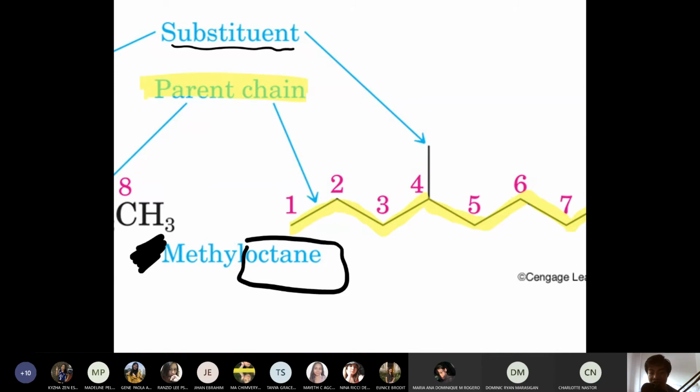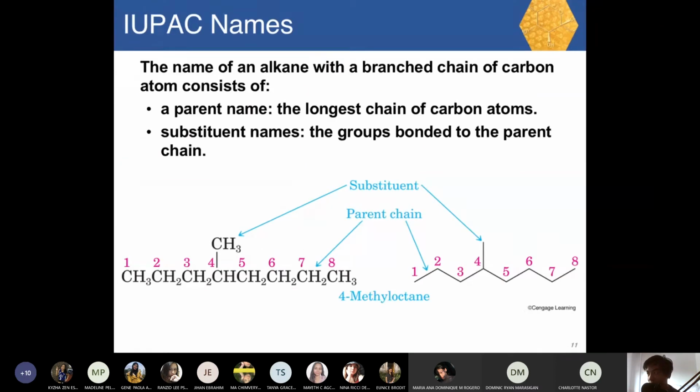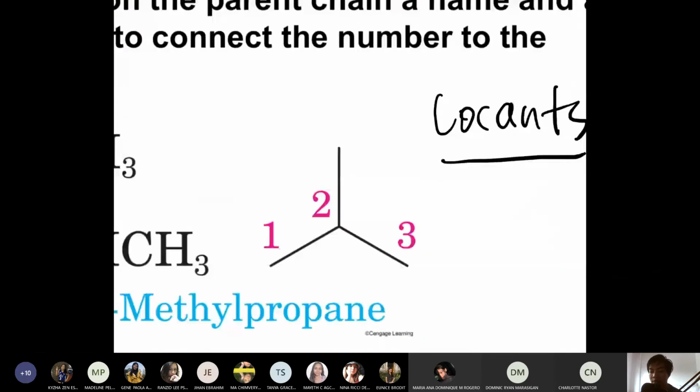So, that means dapat may address siya. Dapat may location siya. Diba yung bahay natin may number. So, ganun din for the substituent. We have to give it a number. Kailangan bigyan natin siya ng number kung saan siya makikita. In this case, nasa 4 daw. Paano ba natin malalaman yung numbering? So, ganito lang. Pag nagna-number tayo, by the way, ang tawag sa number ay locants. No? Locants, yan ay number to which your substituent is located.